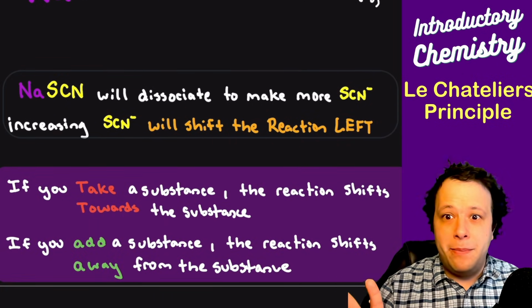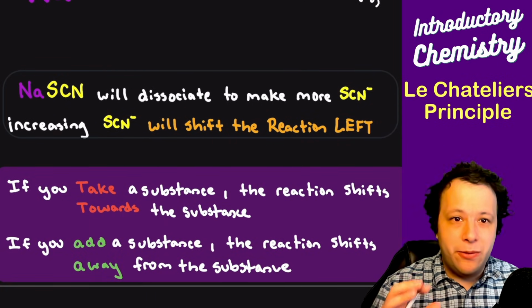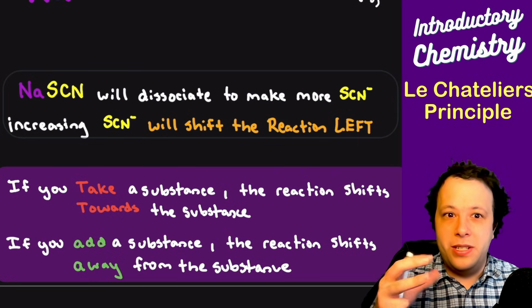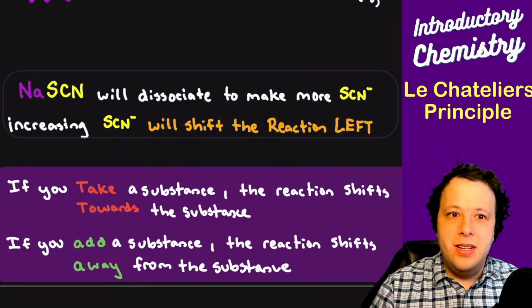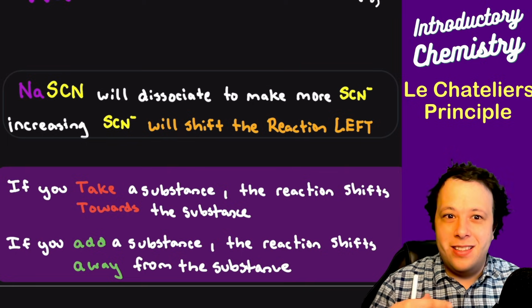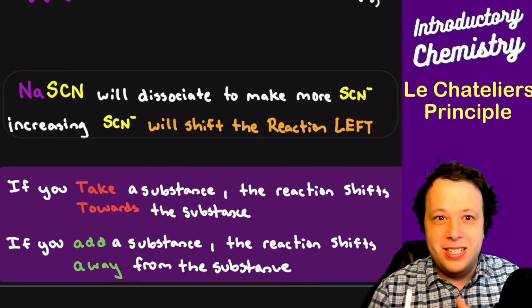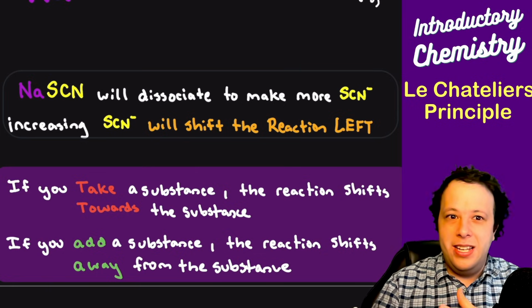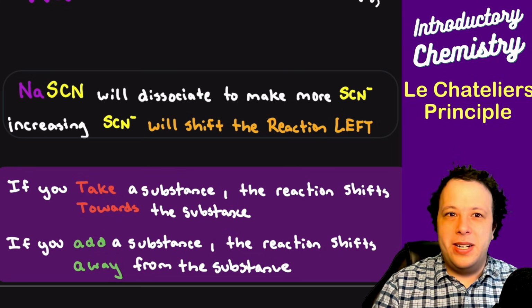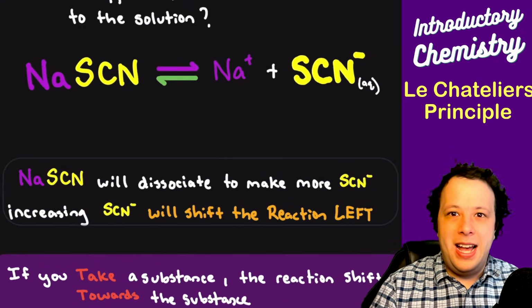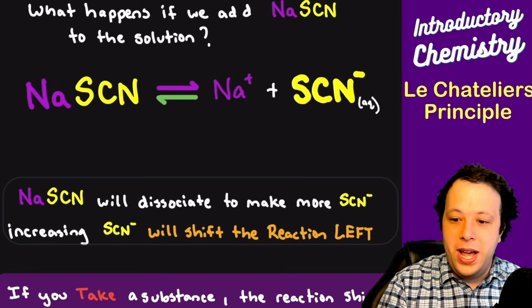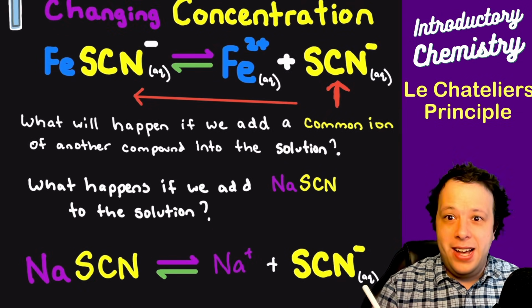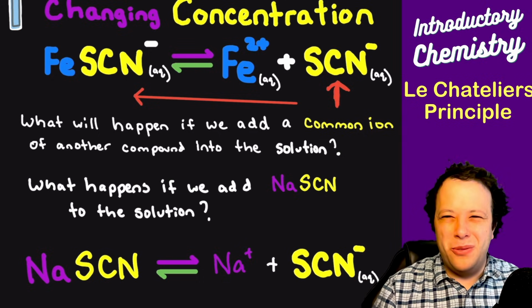So just to wrap up concentration, one way that we can really look at that: if you take a substance, the reaction shifts towards the substance, meaning if you take it away. If you add a substance, the reaction shifts away from the substance. So try to remember the T's and the A's. If you take, it goes towards, and if you add, it goes away, is one way to look at it. So in this situation, we added SCN and it moved away from that in the original reaction, right? It moved away from it. So add, away, take, towards is one way to remember it.